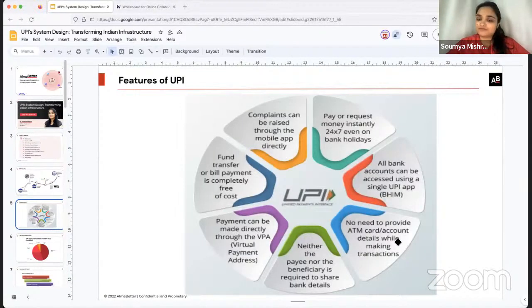Now, there is no requirement of giving your ATM card detail, the bank account detail, IFSC detail, or whatever details were required. Nothing is required. All you need is a UPI ID. And with that UPI ID, any transaction that you want to do can be done.